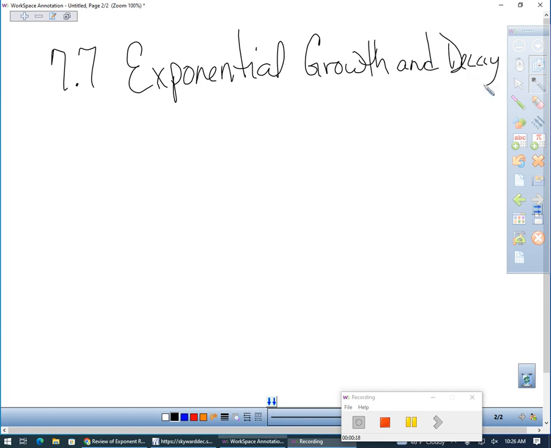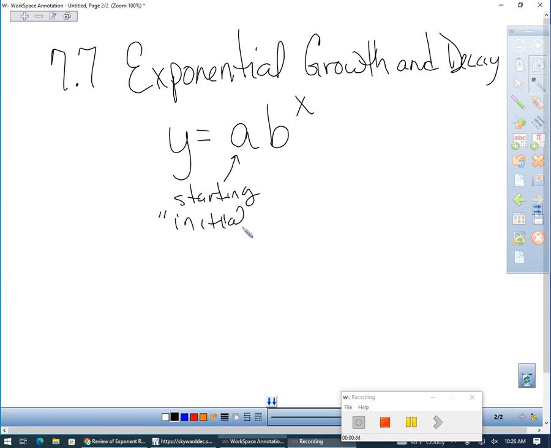All right, so yesterday the equation I gave you that we started talking about was in the form y equals ab to the x. And we said that a was your y-intercept or your starting amount. We can also call that your initial value. Initial, start, same thing, right? So your initial value is your a. Your b is what we call the growth factor. If it's a growth factor, that means b has to be bigger than 1.